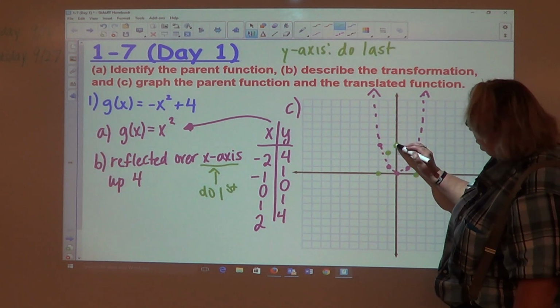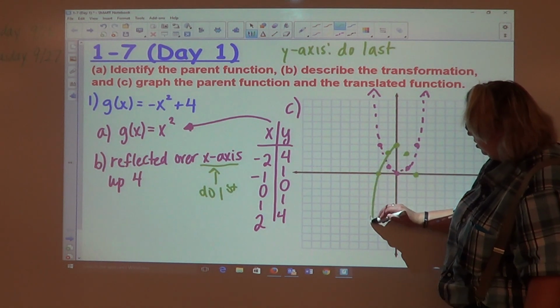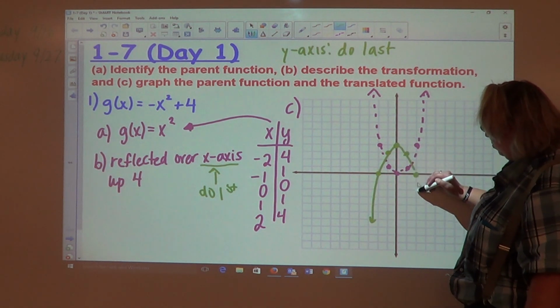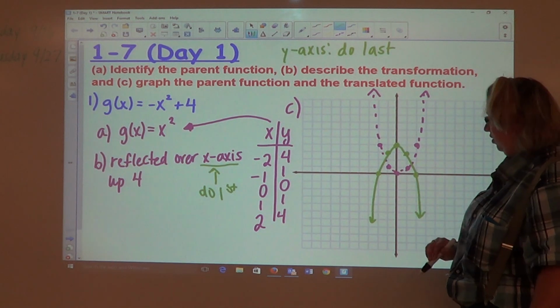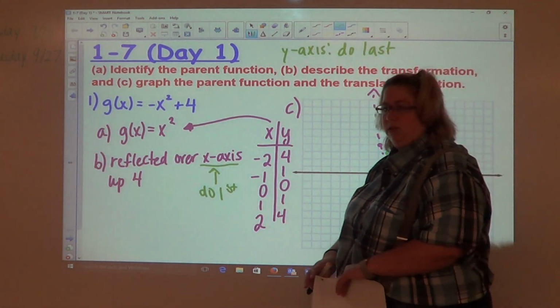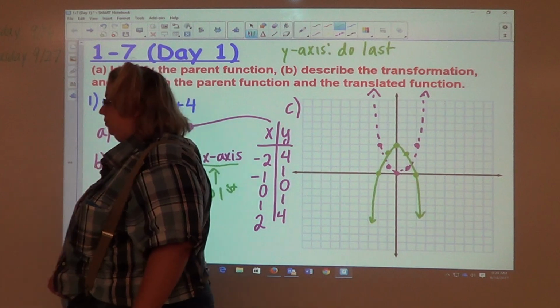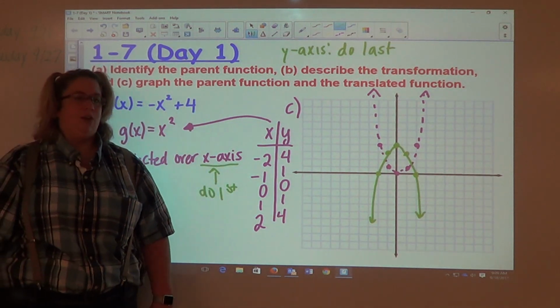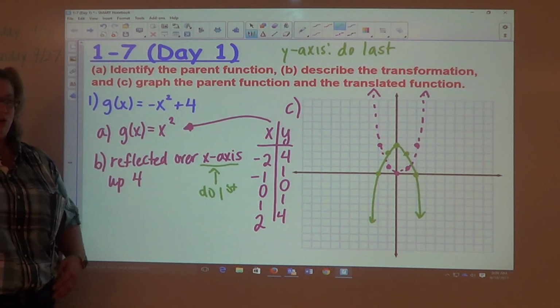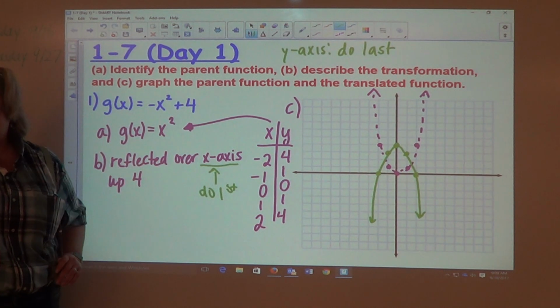Okay, and then this graph you're going to do solid. So your parent function will be dashed, your regular function will be solid. And that's what you're going to do on every single problem on your homework today. We're going to do some more examples, but.